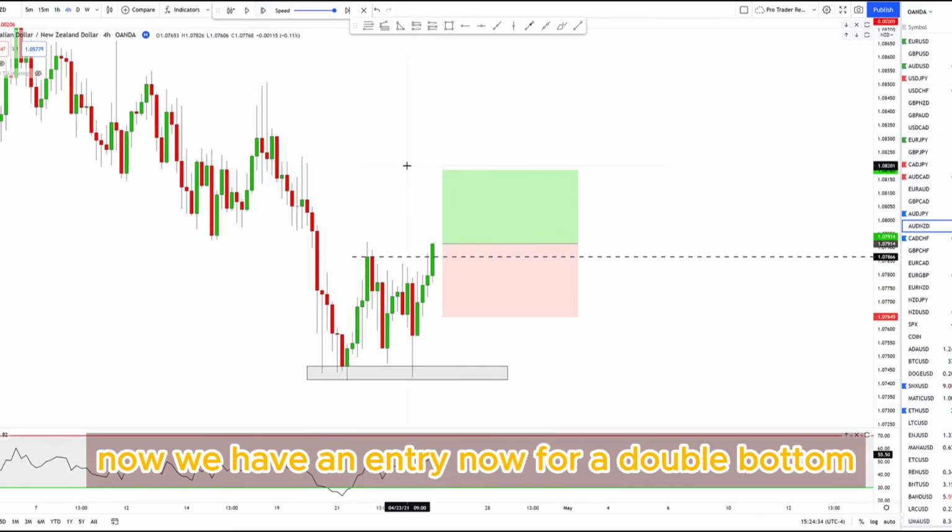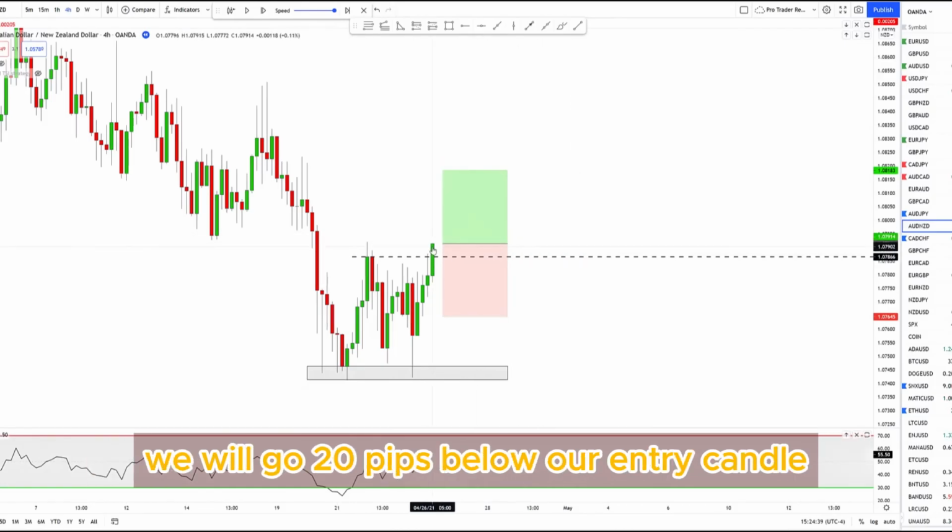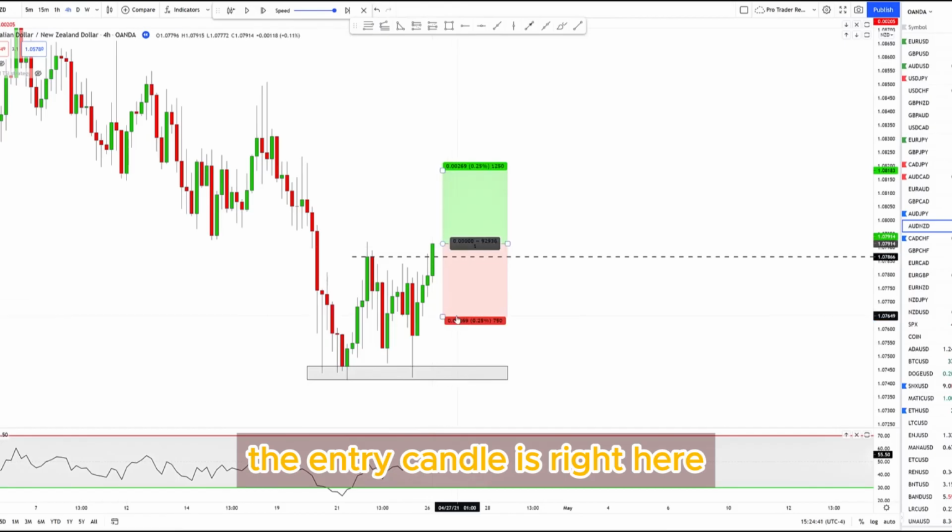Now we have an entry. Now for a double bottom, that would be our entry, and same thing. We will go 20 pips below our entry candle. The entry candle is right here.